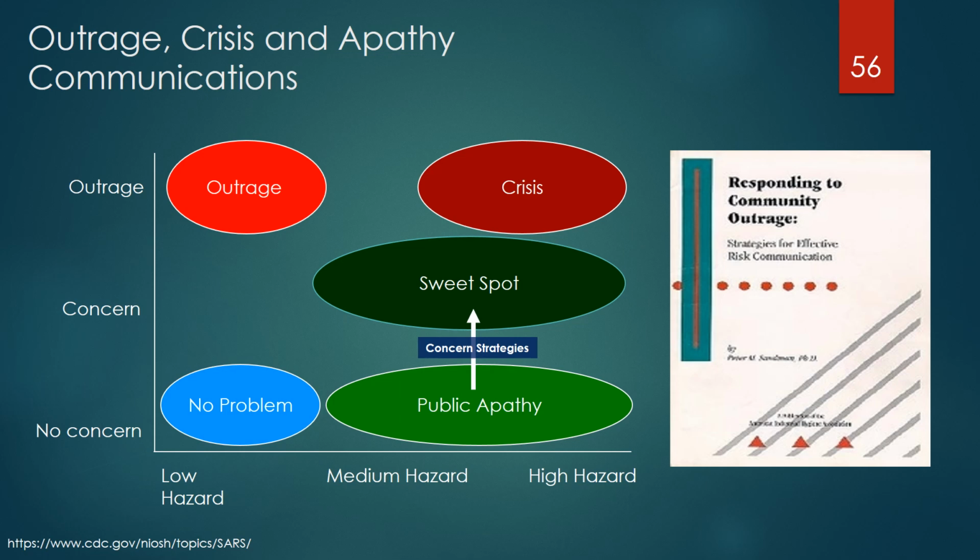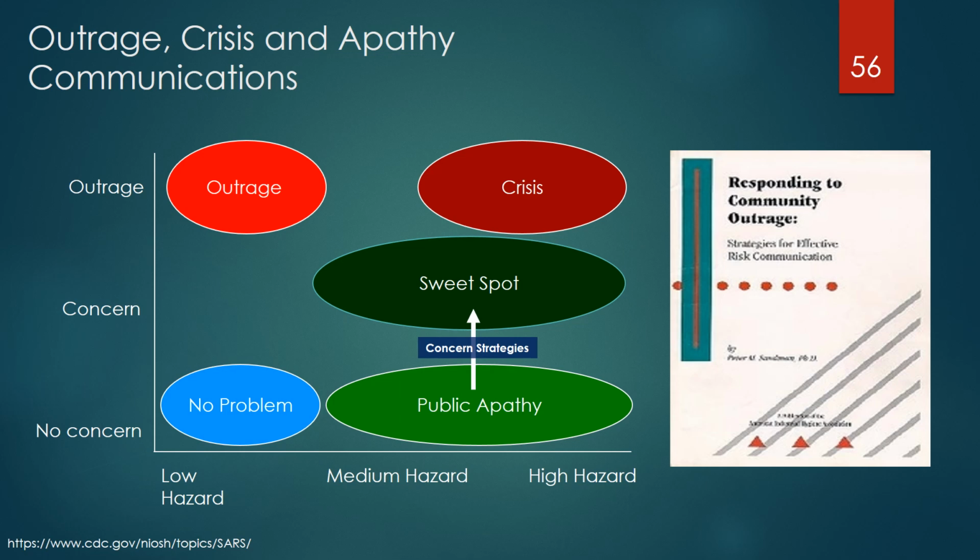The maroon oval represents a true crisis associated with high concern and high real public risk or hazard. This is a true crisis. In those situations, a public health leader needs to utilize classic crisis management skills.